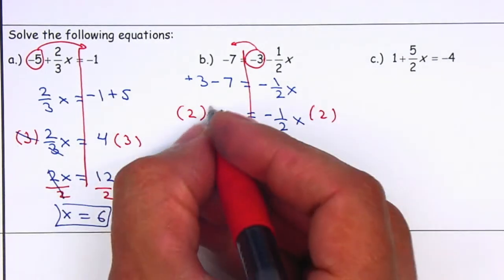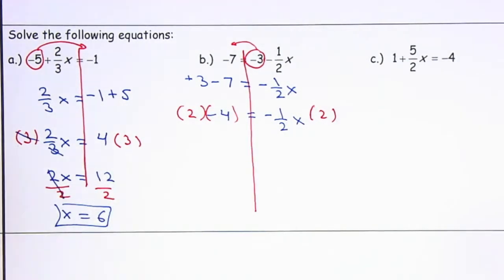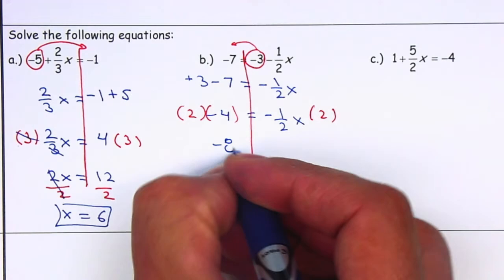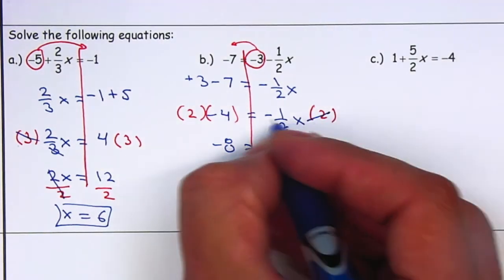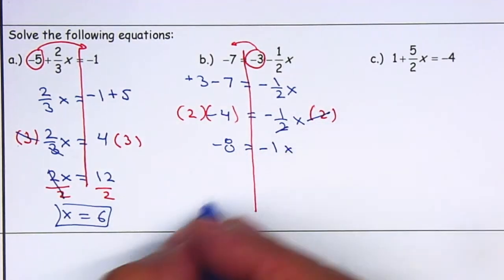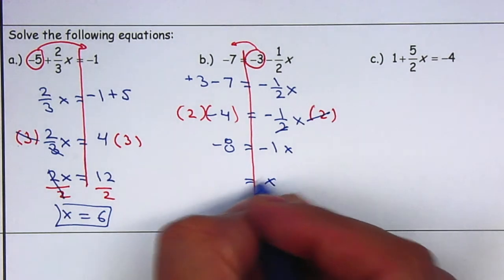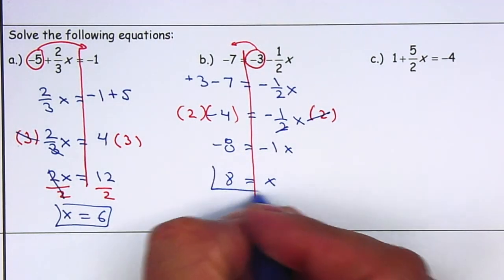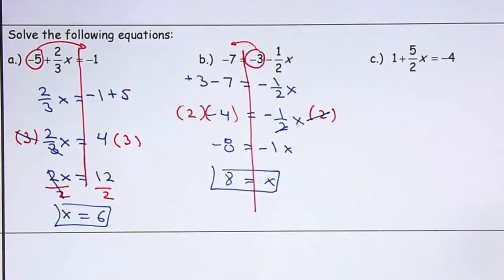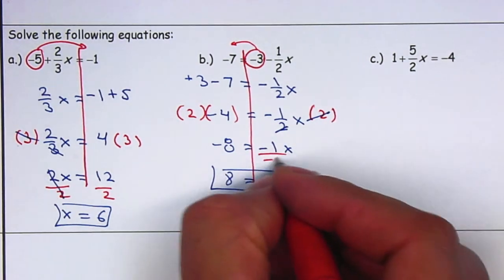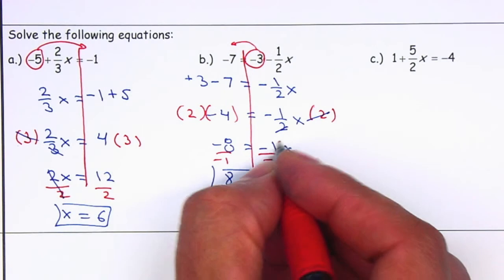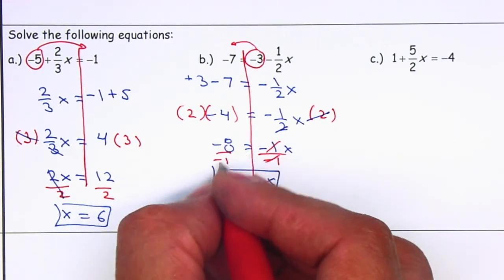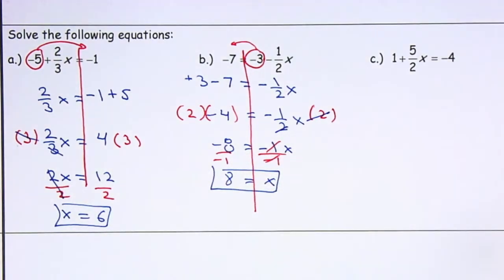Remember, it's multiplying. So 2 times negative 4 will be negative 8. The 2's cancel, so we have negative 1x. That means if negative 1x is equal to negative 8, then x is equal to positive 8. Or you can divide by negative 1 as well. The negative 1's cancel. Negative divided by negative will be positive.